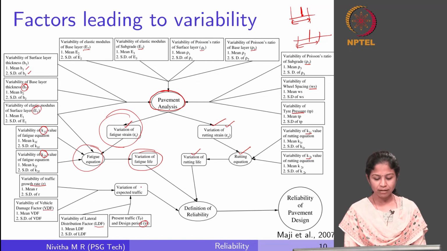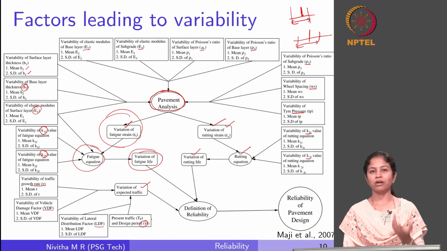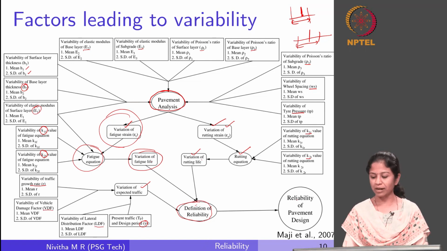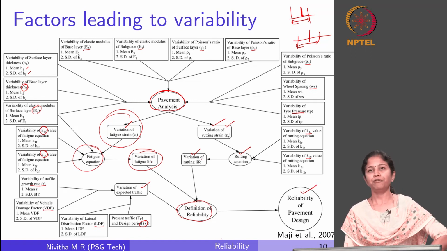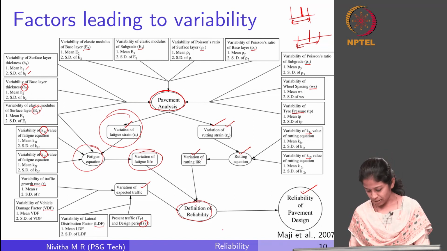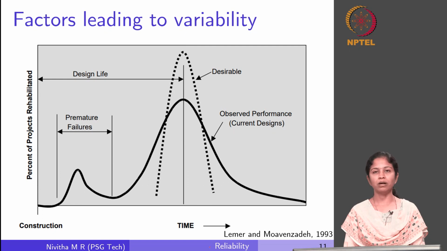Then we have again the expected traffic, right, what you can expect on your pavement. This also varies depending on the growth rate, VDF, lateral distribution factor and all those things, right. Now, considering the variation of traffic, variation of fatigue life and variation of rutting life, we will be able to define the reliability for that particular pavement system. So, that is what we get as reliability for the pavement design, right. So, if you want to carry out a very simplistic analysis, still we will have these many parameters and the variability associated with all these parameters. So, what is the outcome, right?